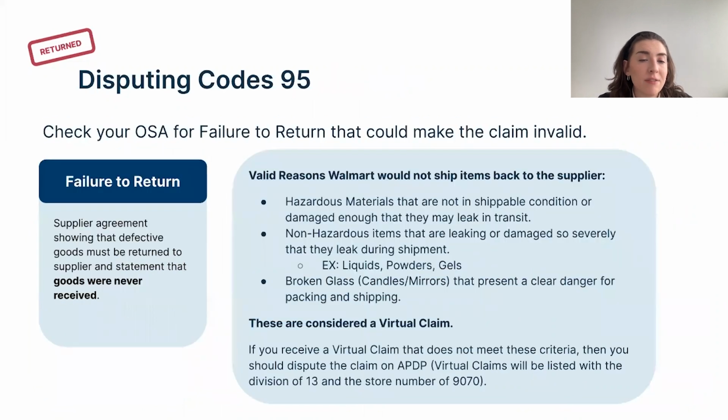And then code 95, you check this code specifically on failure to return. We're running a little low on time, so I'm going to breeze past this one. Essentially, the supplier agreement should show that the defective goods must be returned, and if they were never received. And then these are some of the valid reasons that they might not ship back, such as hazardous materials, broken glass, and also virtual claims. So we'll skip over this for now because I want to make sure we have time for questions.